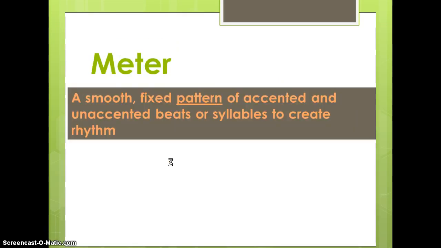Let's look at another device, which we call meter. Meter is a smooth, fixed pattern of syllables or beats that are either accented or unaccented. And this is used to create rhythm. So what do I mean? Let's look at an example of a part of a poem with meter. He came upon an age beset by grief, by rage. Listen to that rhythm. He came upon an age beset by grief, by rage.